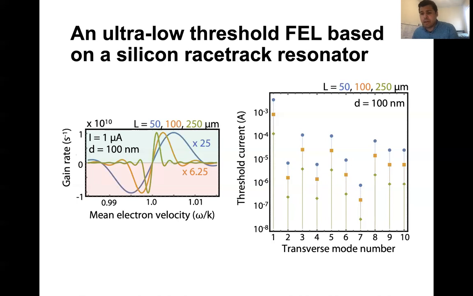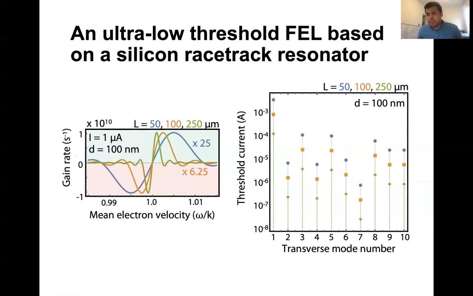The other thing I want to point out in this figure is the magnitude on the y-axis. The threshold here is on the order of 20 nanoamperes. That's 4 orders of magnitude lower than anything reported for the closest system, which is the terahertz free electron laser. A lot of that comes from the fact that this system is operating at high Q.